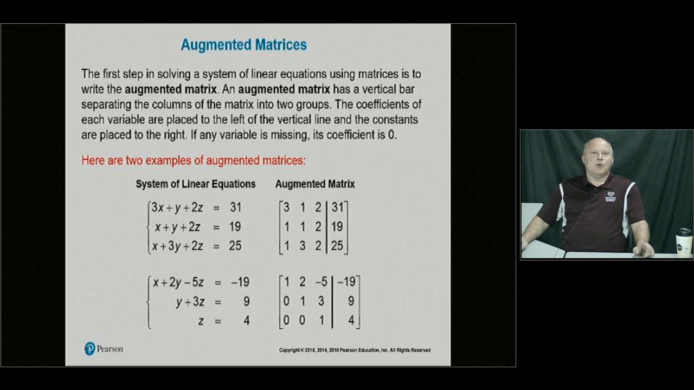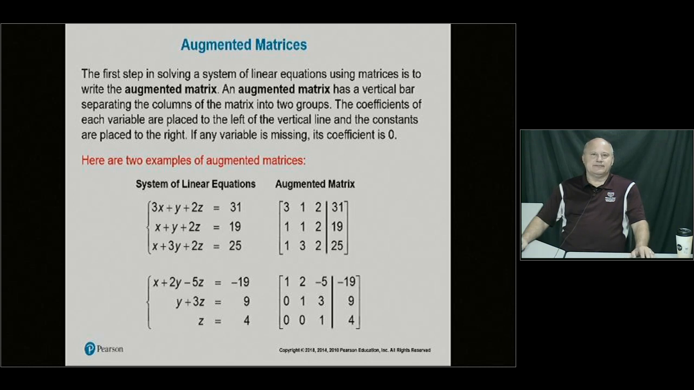So you have 3, 1, and 2, because those represent the coefficients of the first equation. And then the next equation, x plus y plus 2z, those coefficients are 1, 1, and 2. And then the third equation begins with x plus 3y plus 2z, so you put the coefficients 1, 3, and 2 down. Now you put this vertical bar, and that vertical bar acts as a separator. It's basically separating the main part of the equations from the constants, the constants being 31, 19, and 25.